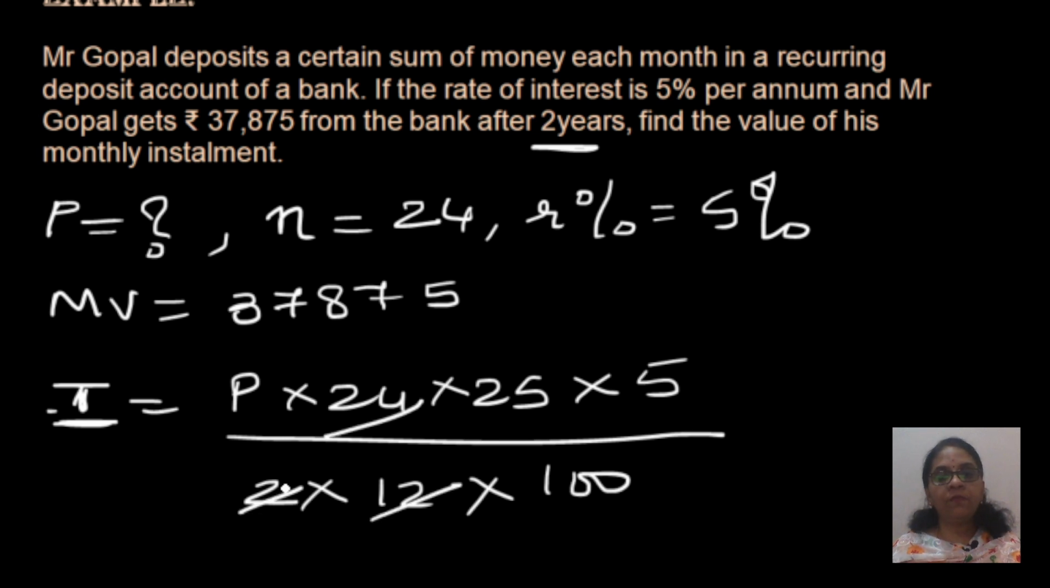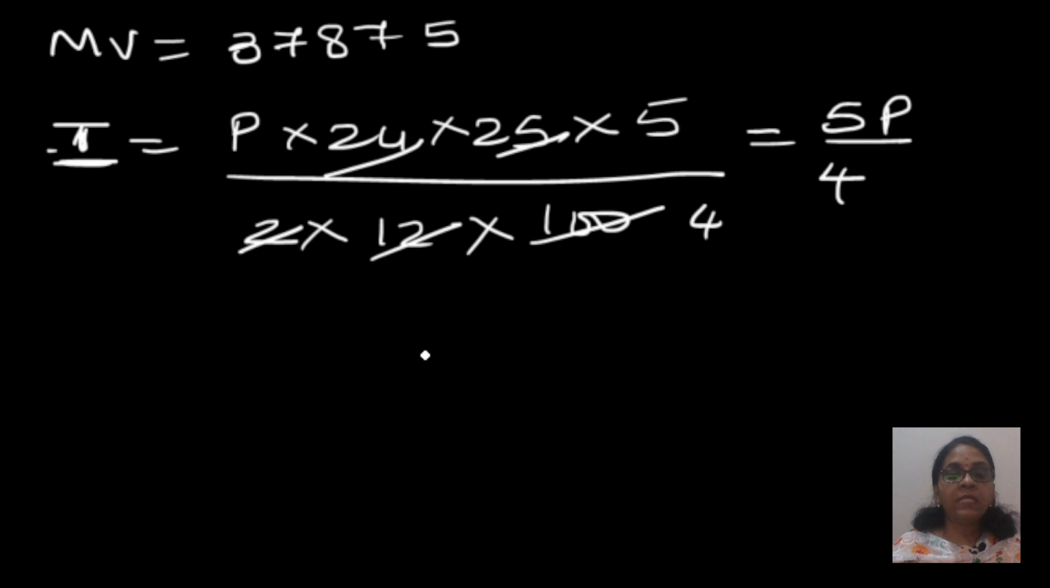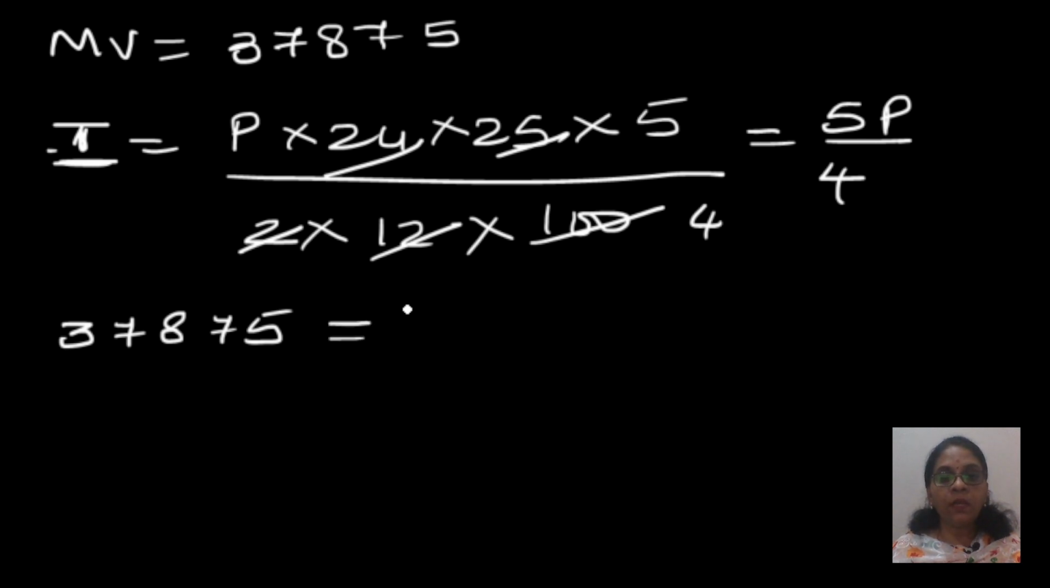2, 12, 24 gets cancelled, 25 ones are 25, fours are. So, interest is 5P by 4. Now, we have to substitute this in the amount. What is the value of amount, children? Amount is 37875. So, 37875 is equal to P into n, which makes it 24P plus 5P by 4.